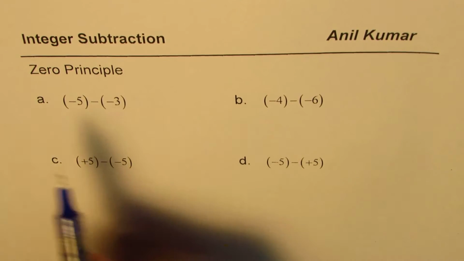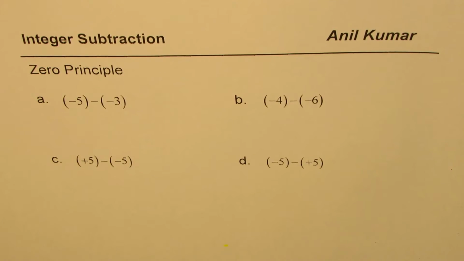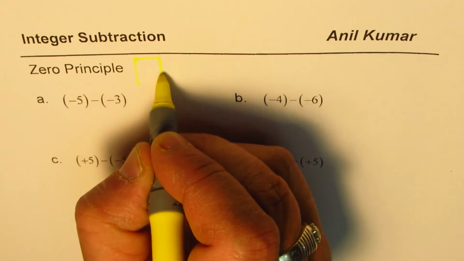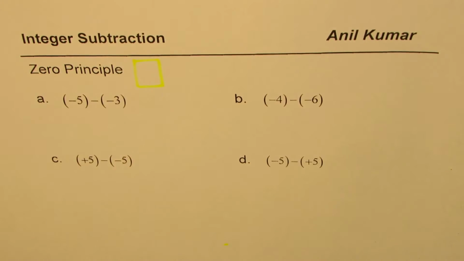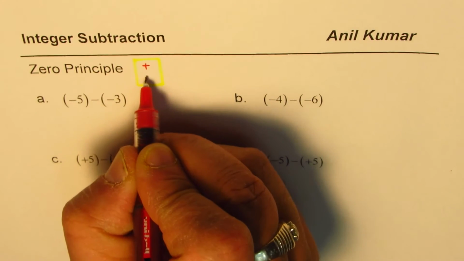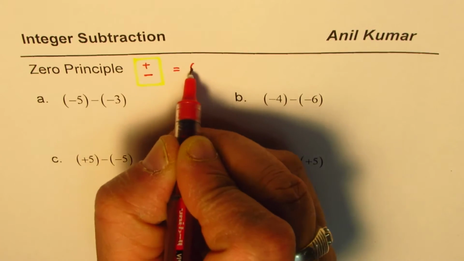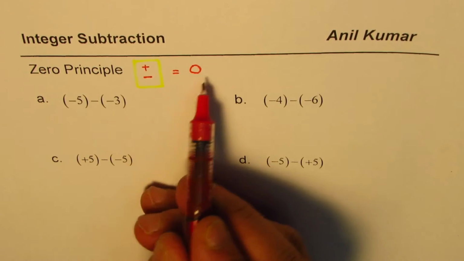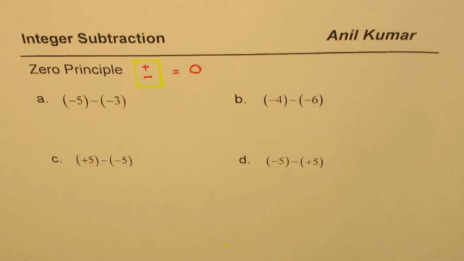Let us see how to use zero principle. Zero principle is basically adding combination of plus and minus. Basically, if I add one plus with one minus, it is equal to 0, right? So that is what zero principle is. And we are going to use this principle to solve all these questions.